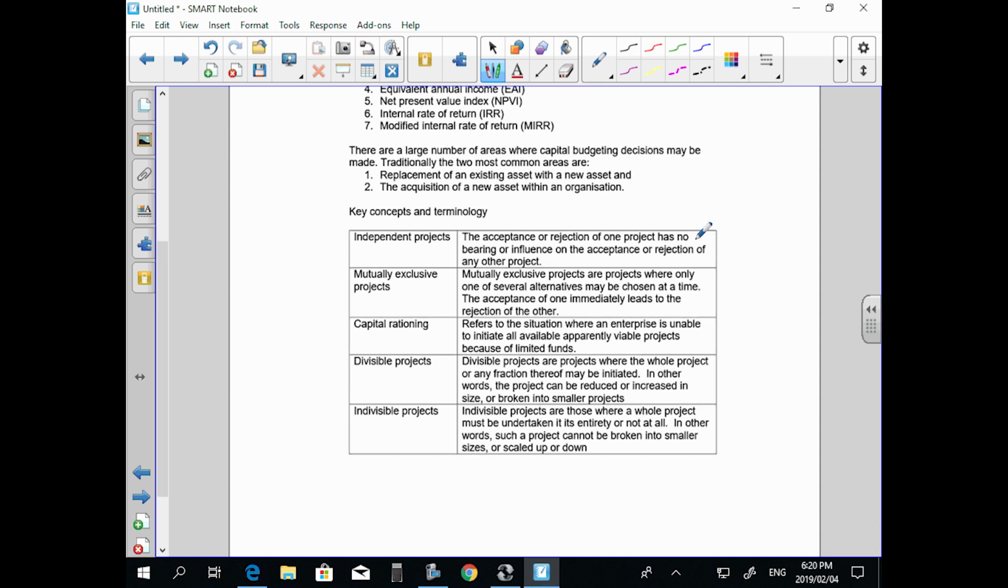Mutually exclusive projects are projects where only one of several alternatives may be chosen at a time. The acceptance of one immediately leads to the rejection of the others. So you can only do one or the other.